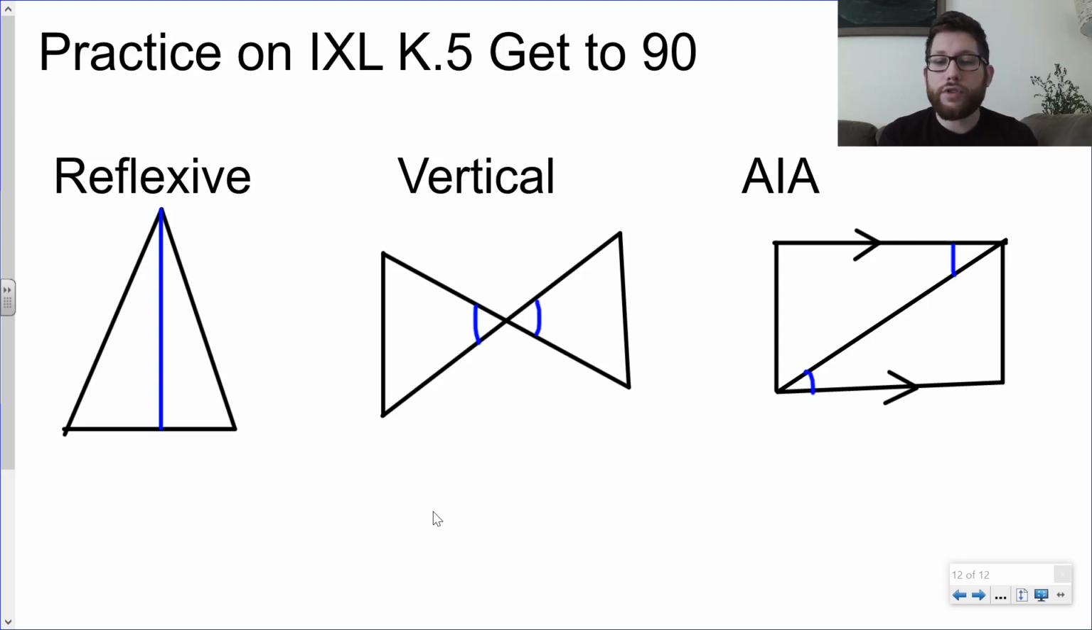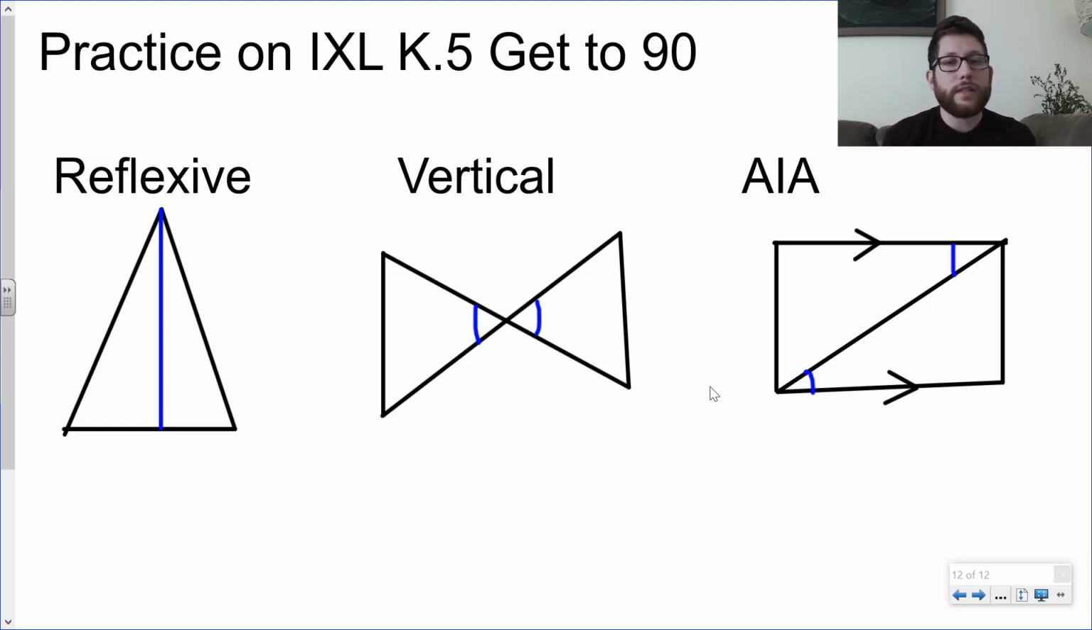Here are a few things you should look out for, things that aren't marked on your triangle that you can still count. You can count reflexive sides, vertical angles, and alternate interior angles. So be on the lookout for those. The IXL is going to ask you to identify, is it side, side, side, side, angle, side, angle, angle, side, which triangle congruency is it? And that will help you kind of identify.